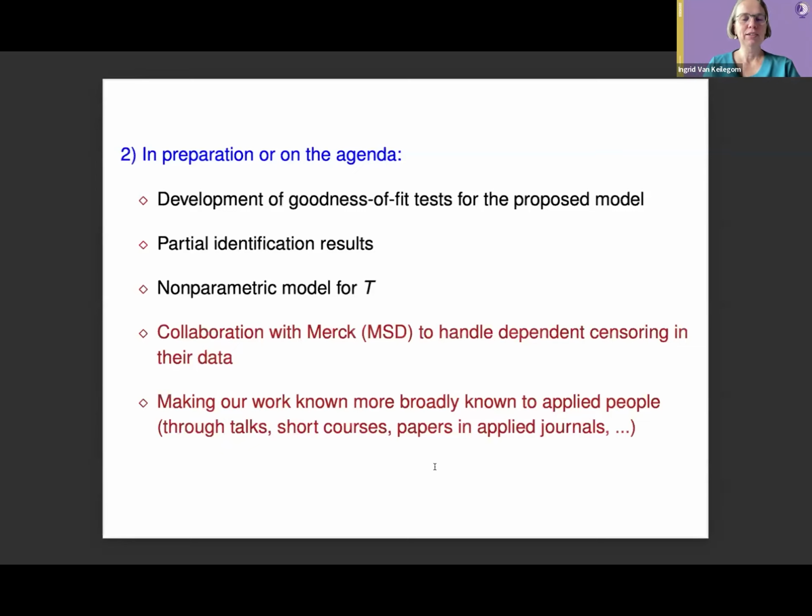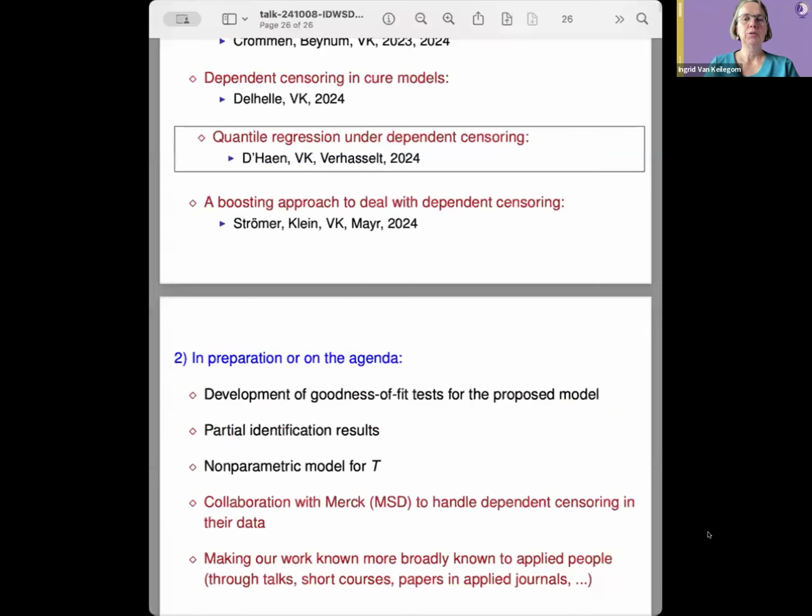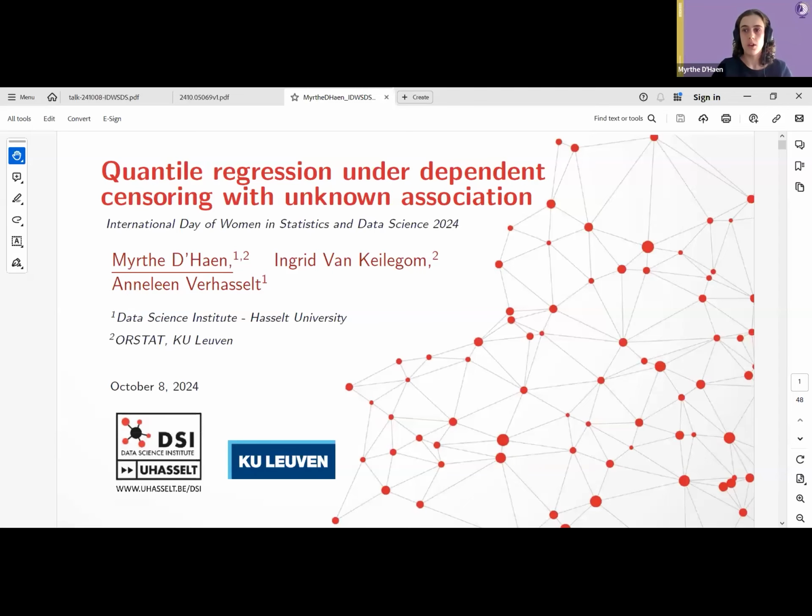Okay, I think I will stop here in the interest of time. I don't know whether there are questions or should we go immediately to the second talk? I think we can go to your talk, Mirte. Thank you, Ingrid. I will share my slides. Okay.